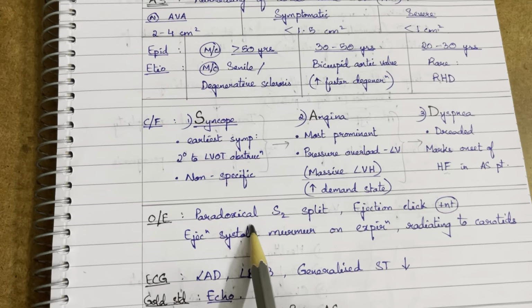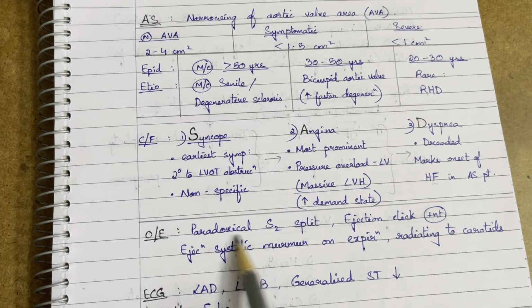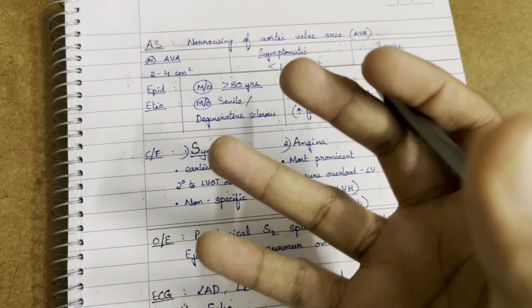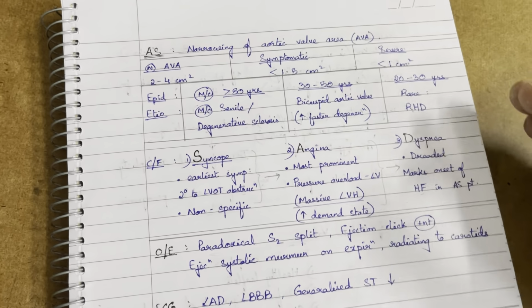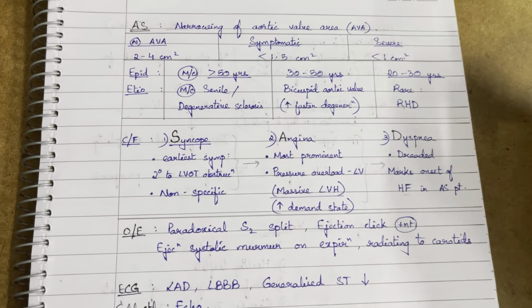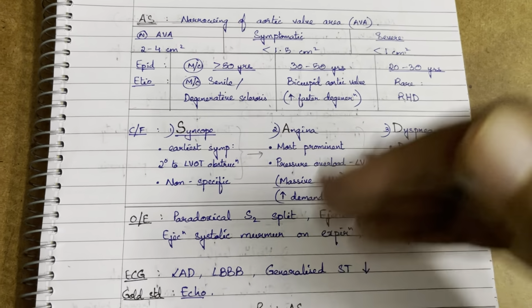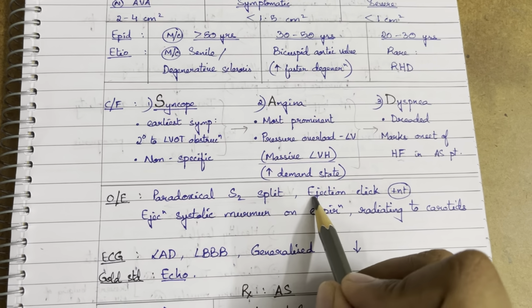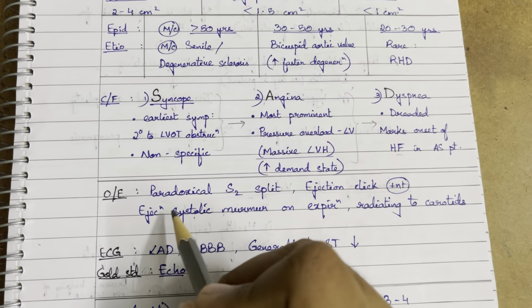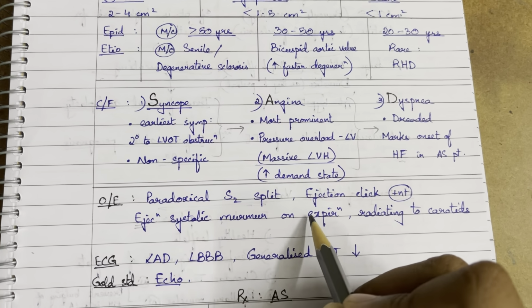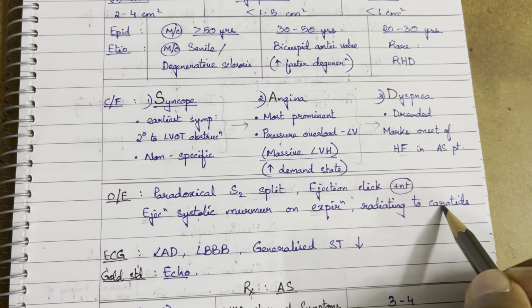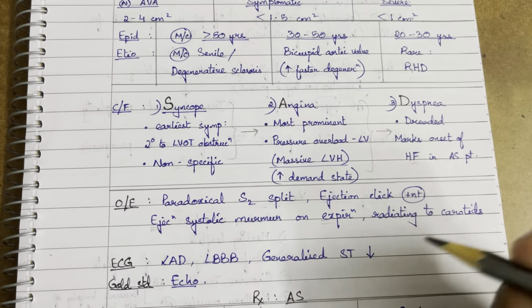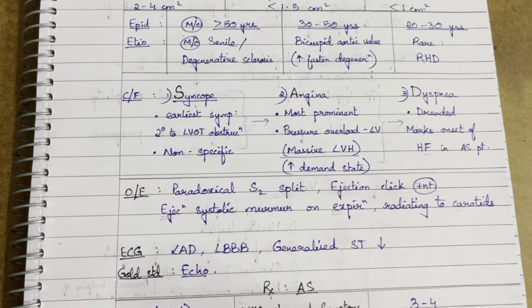On examination, what can you find? Paradoxical S2 split. See, during the ejection phase, you are ejecting blood through the aorta, right? That is when the valve is supposed to open. When it is stenosed, you will have turbulence. So then you'll have an ejection systolic murmur. All are E's. Ejection systolic murmur, heard on expiration, radiates to the carotid artery. And then an ejection click can also be present.